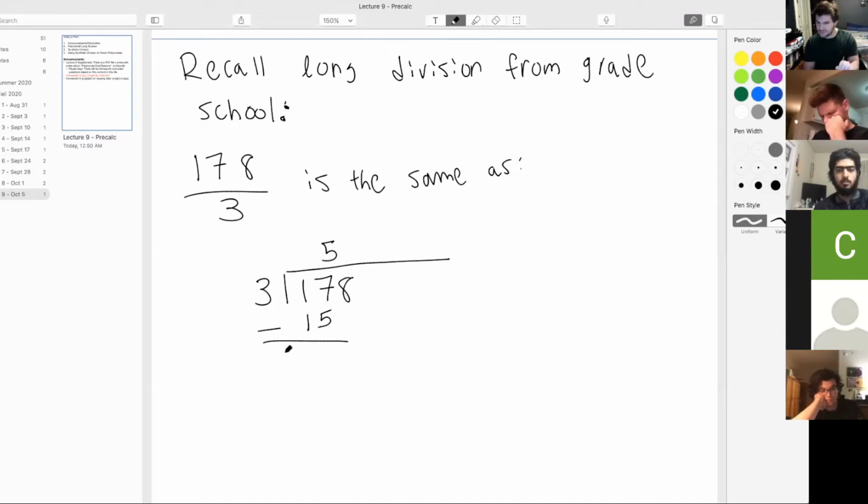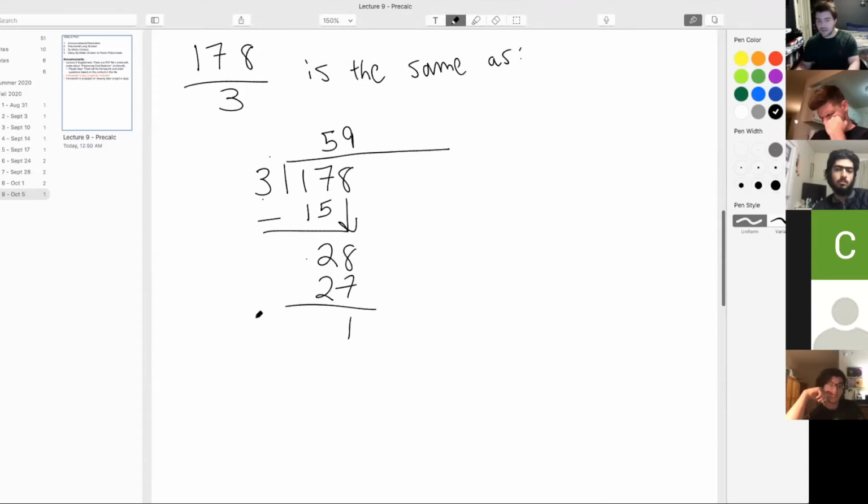Hopefully this is familiar. Then you do 7 minus 5 and you get 2. Now 3 does not go into 2 at all, so you have to bring down the 8. Now 3 goes into 28 9 times evenly. Then you do 3 times 9, which is 27. Subtract, and you get 1. And this 1 here is the remainder.